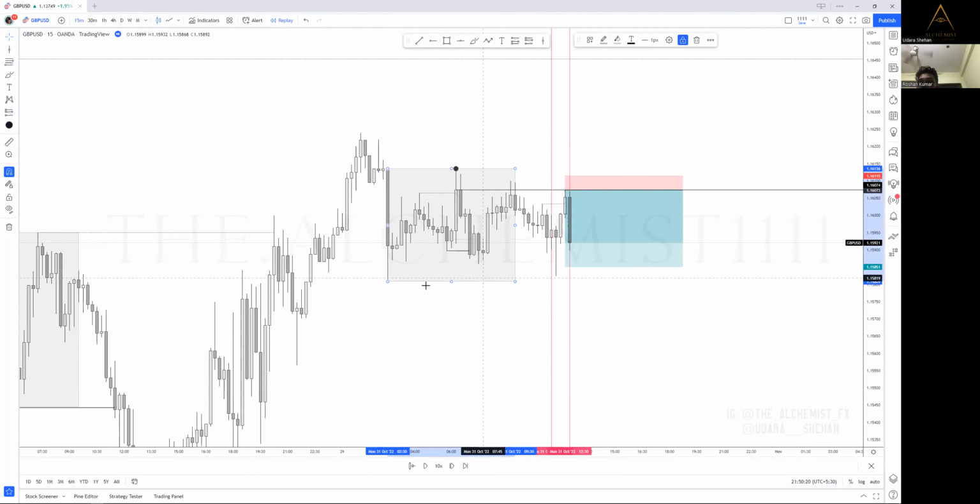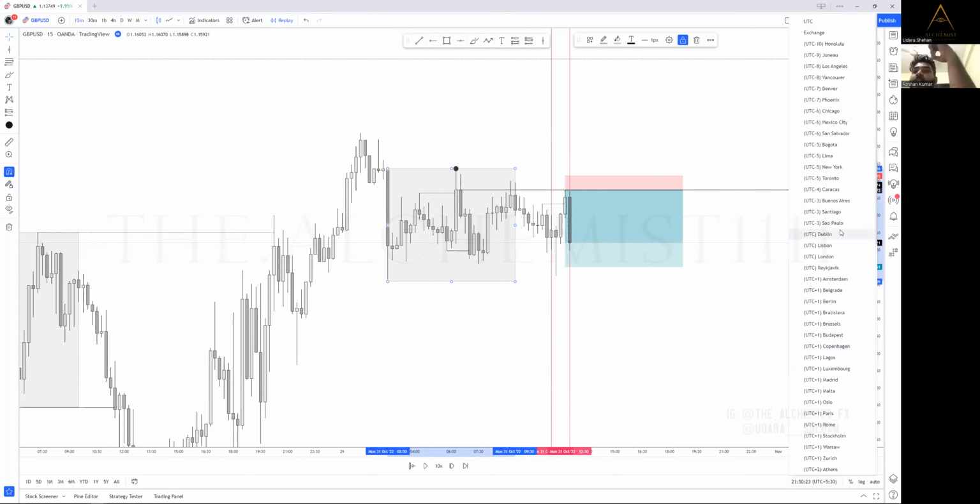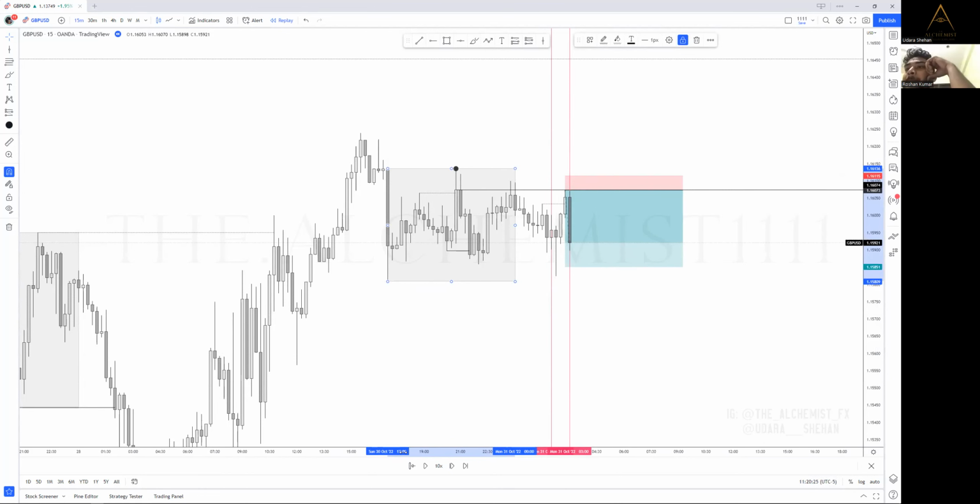When you're marking out Asia, set your time to New York time and then mark it out from 5 p.m. to New York midnight time. Can you see that? 5 p.m. to New York midnight time. So when you're marking out Asia, always mark out from 5 p.m. to New York midnight time. Okay, so something like that.